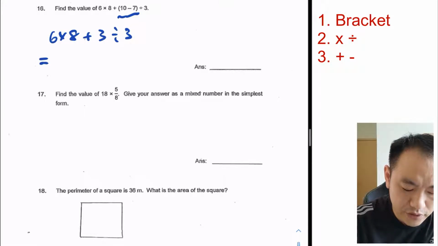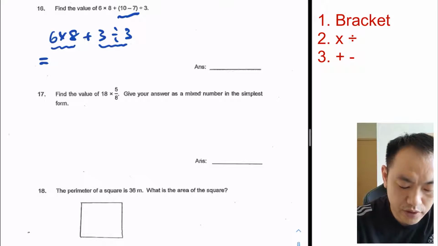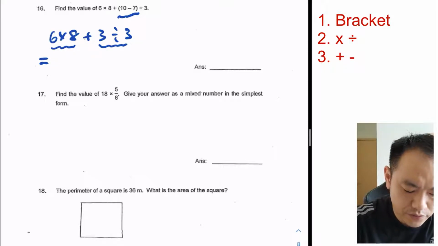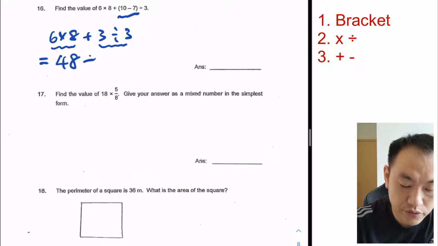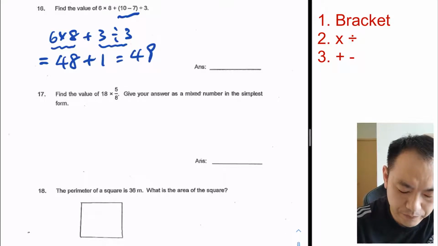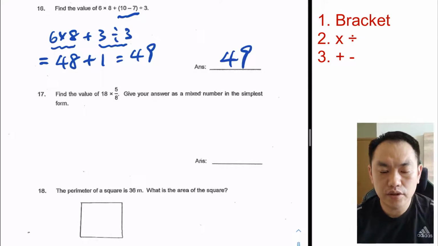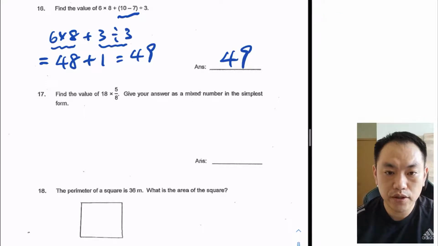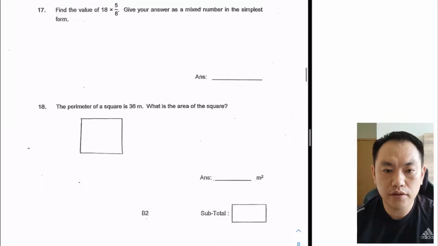The next thing you should do is the multiplication and the divide first. So 6 times 8 is 48, plus 3 divided by 3 is 1. So the answer will be 49. This should be quite straightforward. Let's move on to question 17.